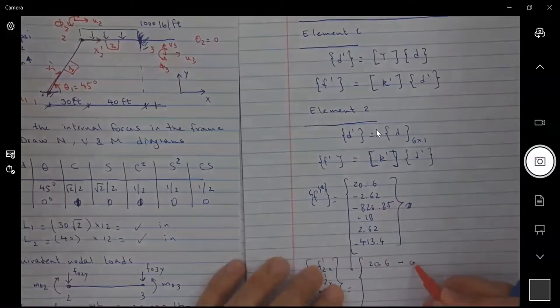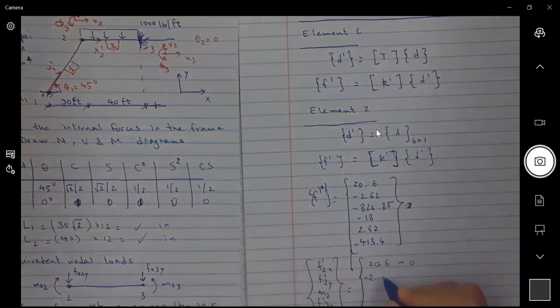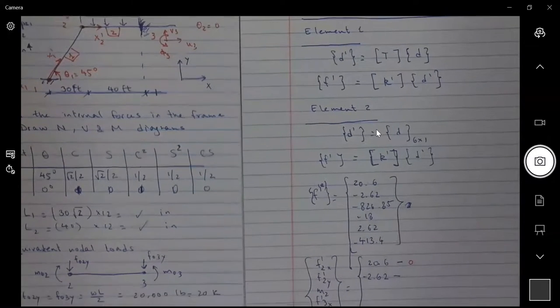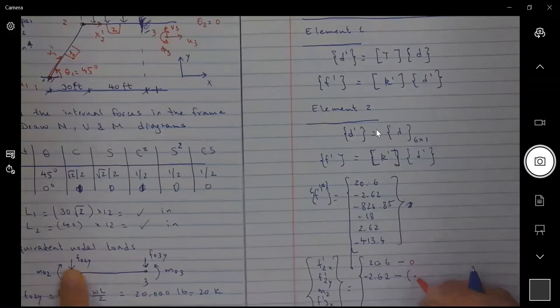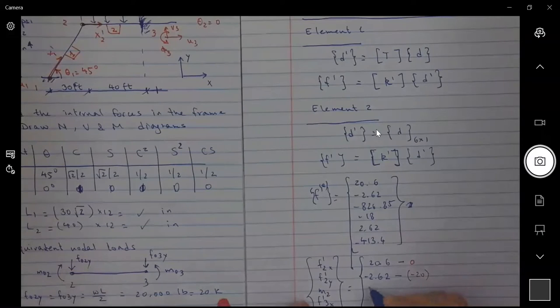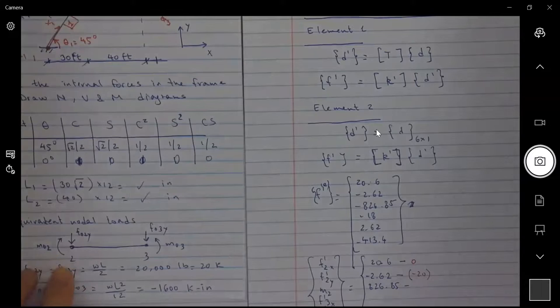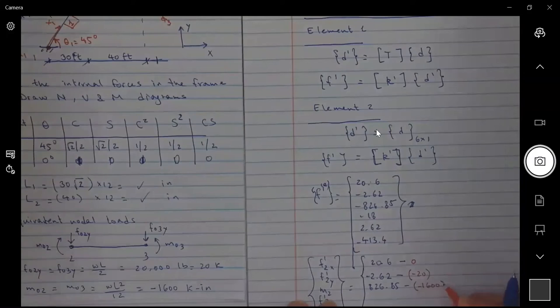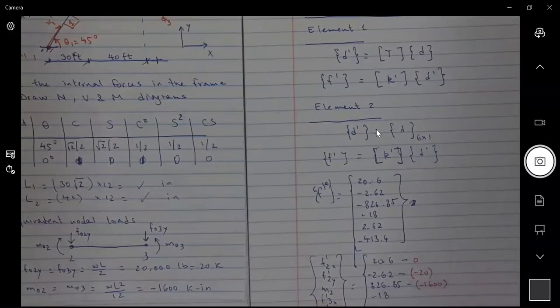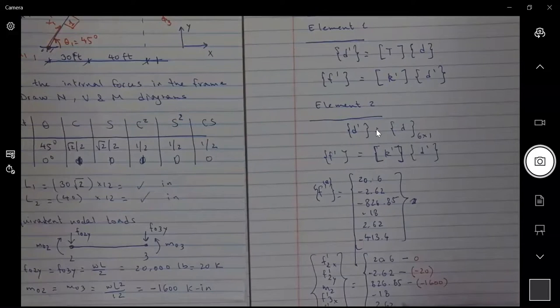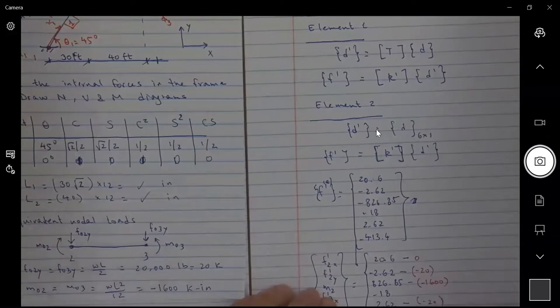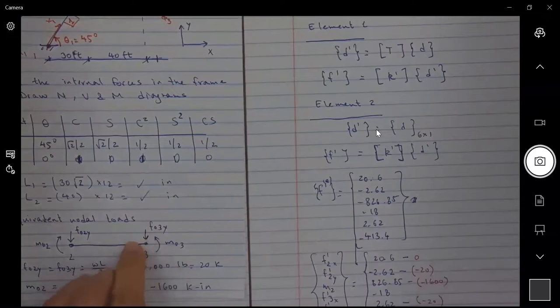So of course, in the x direction, we have a zero. But then here I have the minus 2.62, and I'm going to subtract a minus 20, looking here at F2y. I'm looking here at the 826.85, but I'm going to subtract the moment that we added here, and this moment is negative, so I'm still going to have a minus 1600. F prime 3x is not affected, so I have here the minus 18. But F prime 3y, I got a 2.62. I'm still going to subtract a negative 20. And for the moment, I got minus 413.4. I'm going to subtract this moment, which is a positive 1600.